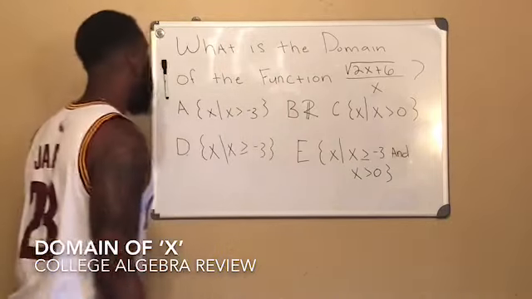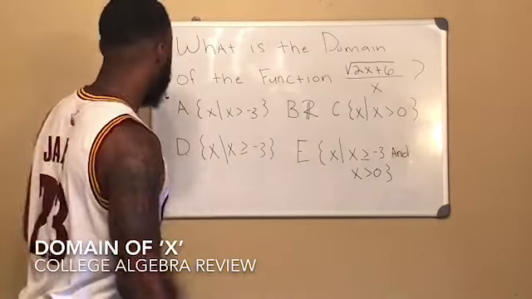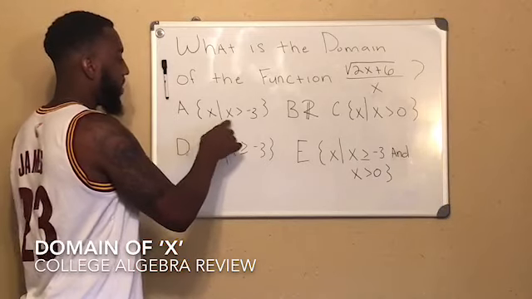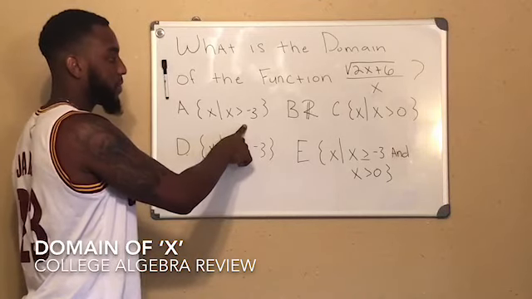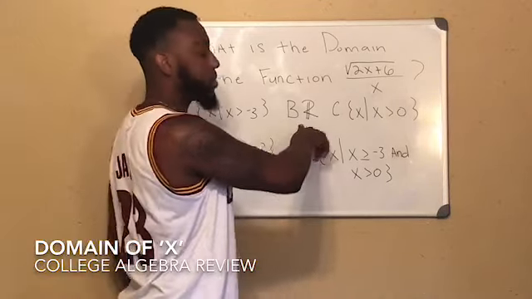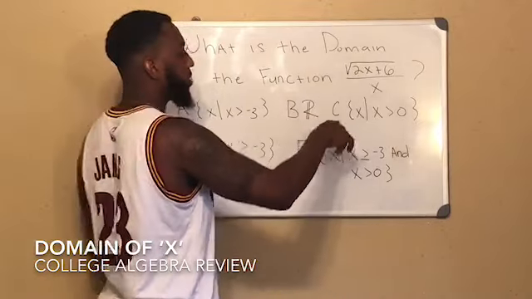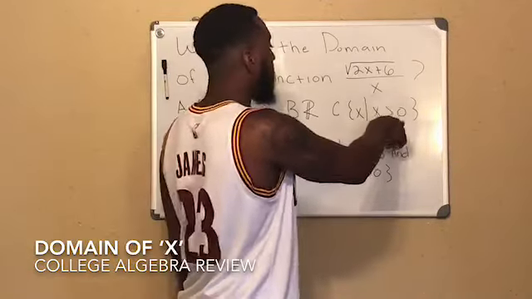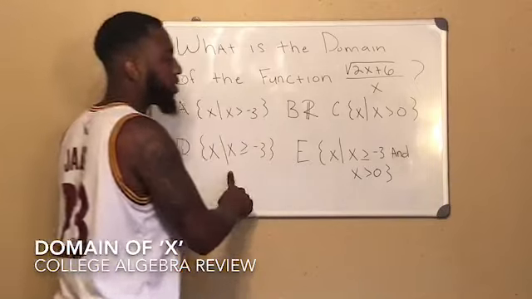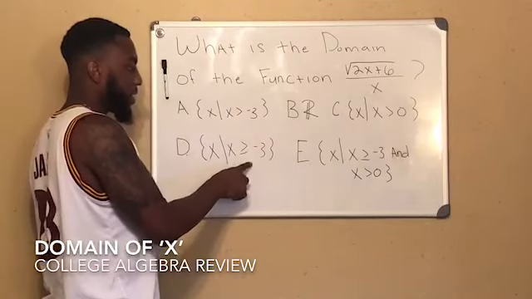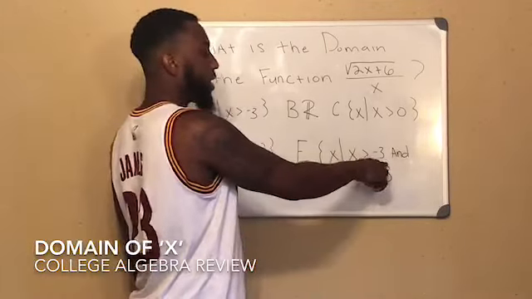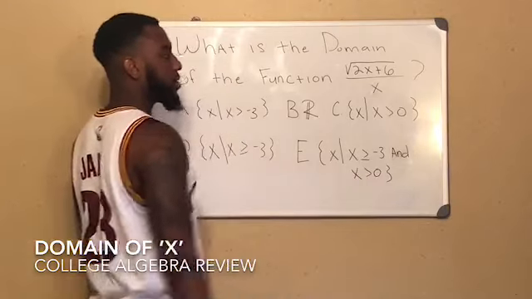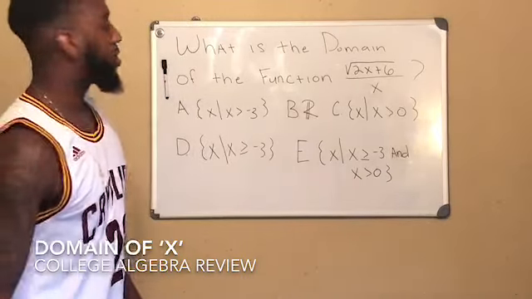So if we look at our answer choices, we have x is greater than -3. All real numbers, which means any number, negative or positive. We have x is greater than 0. We have x is greater than or equal to -3. And then we have x is greater than or equal to -3 and x is greater than 0, as our answer choices.